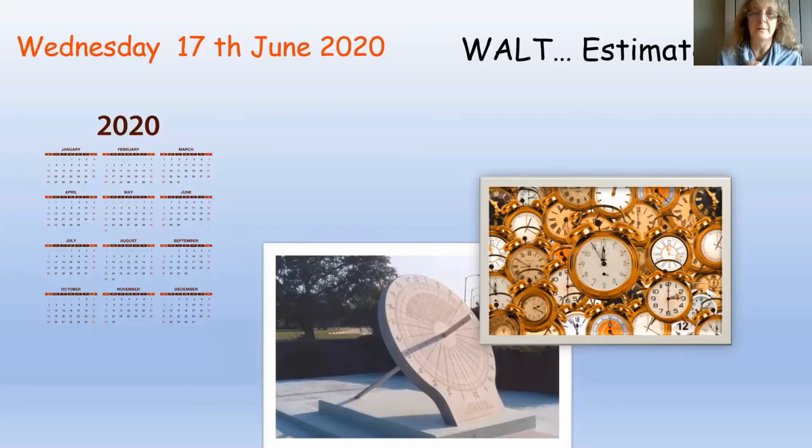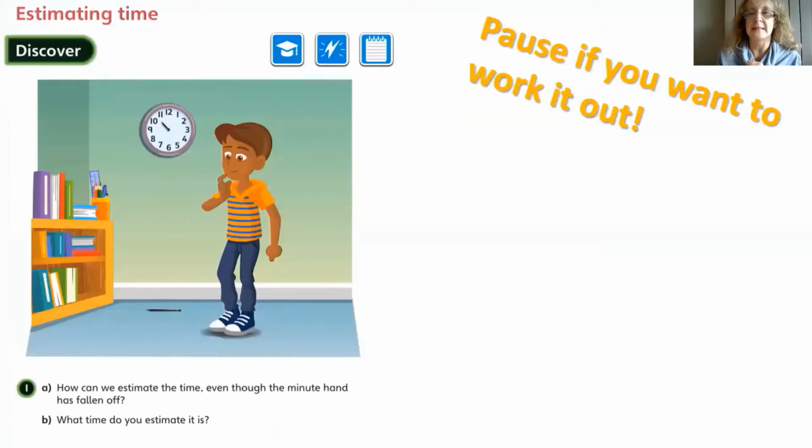Let's have a look what we will be starting with then. Estimating time. Remember, pause if you're going to work it out. How can we estimate the time even though the minute hand has fallen off? Look, it's dropped off. Oh dear, it's a bit careless, isn't it? Not very good clock. It's fallen off. What time do you estimate it is? So what time do you think it is?